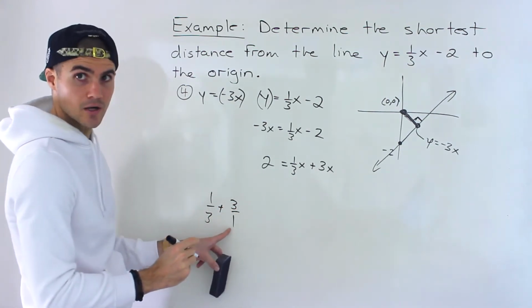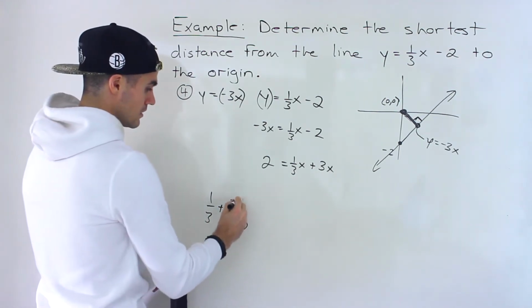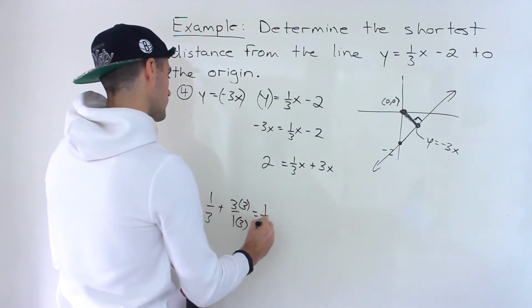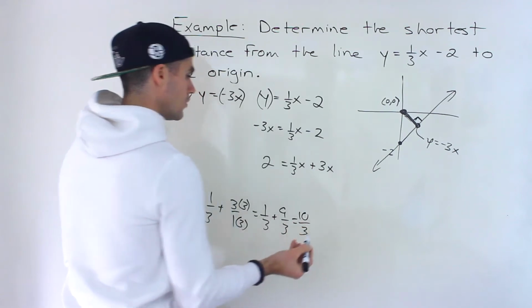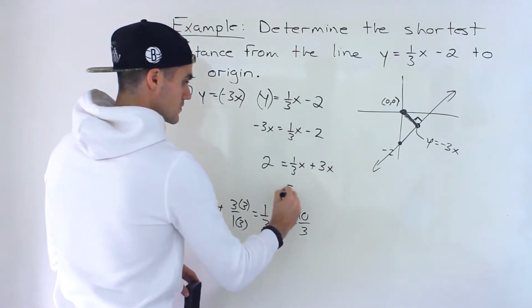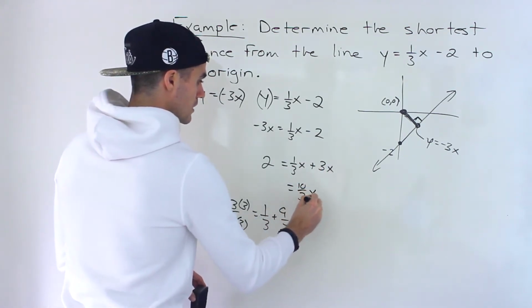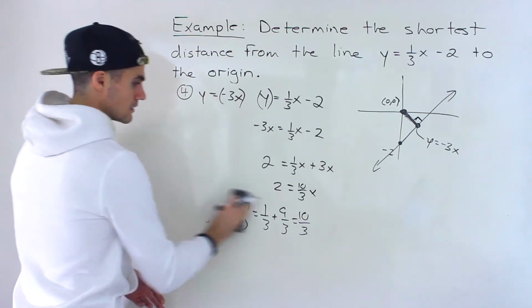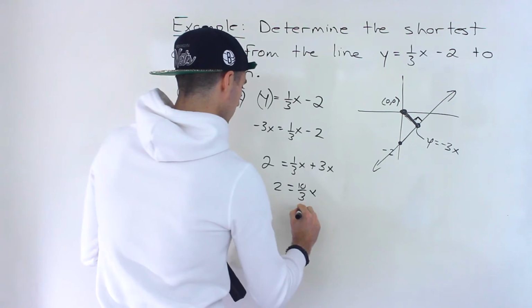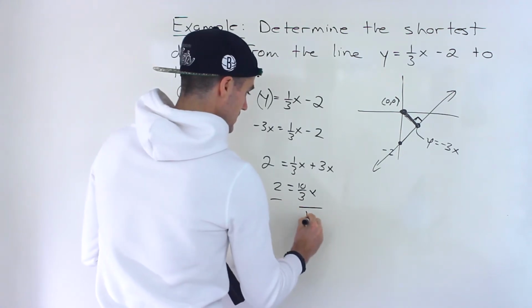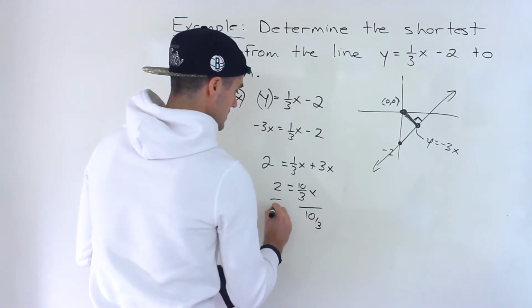Lowest common denominator between 1 and 3 is 3. So we'd end up with 1 over 3 plus 9 over 3, which would give us 10 over 3. So this right side ends up being 10 over 3 x. This ends up being 2. So over here we'd have what? Divide both sides by 10 over 3 to get the x by itself.